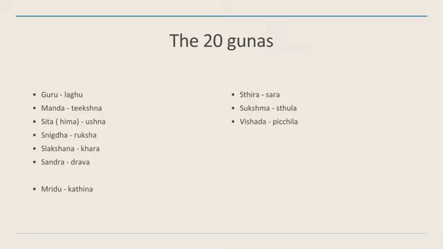For Guru, Laghu. For Manda, Tikshna. For Shita, Ushna. For Snigdha, Ruksha. For Shlakshna, Khara. For Sandra, Drava. For Mridu, Kathina. For Sthira, Sara. For Sukshma, Sthula. And for Vishada, Picchila. So this set of 20 gunas allows us to understand any substance in a wide variety and in the concept of duality. It also gives us a tool to balance anything and everything.